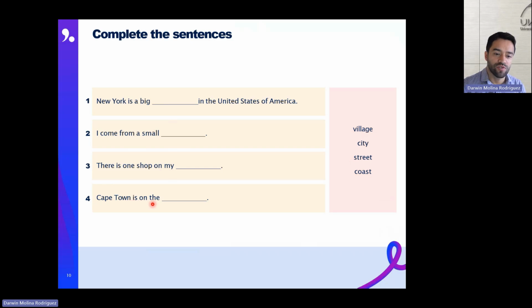Cape Town is on the coast. All right. Good. Continue.